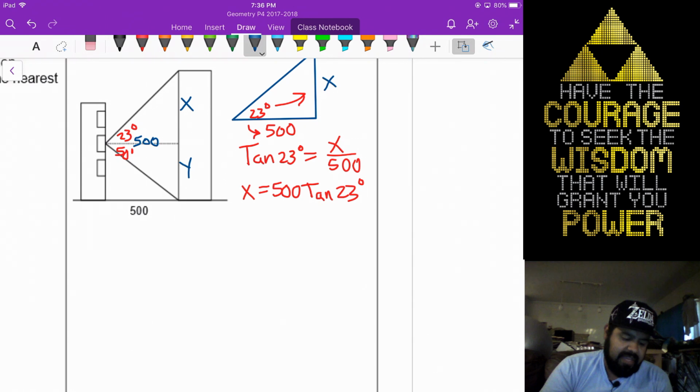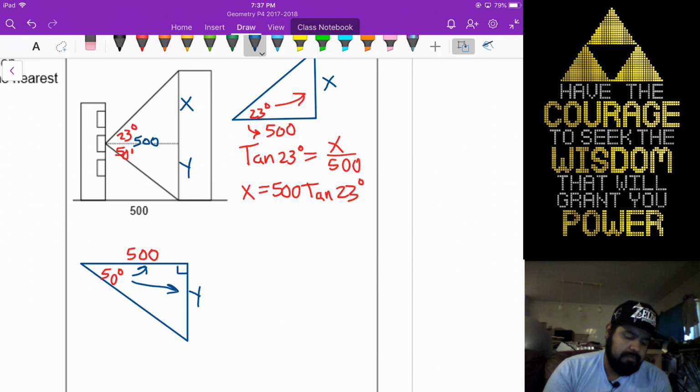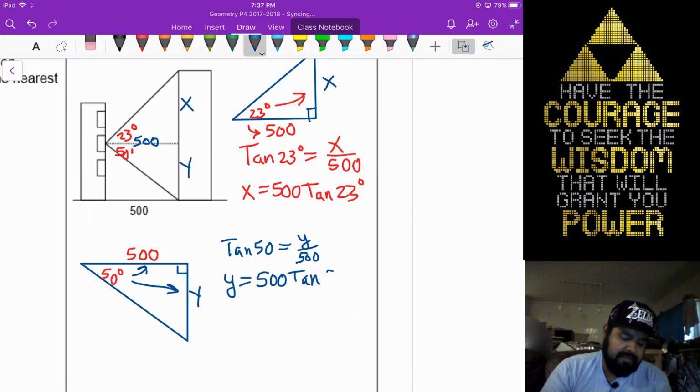So tangent of 23 is going to equal x over 500. So x is going to equal 500 tan 23. Now, while I'm setting up the next part of the triangle, I want someone over there to go ahead and do that on their calculator. The other triangle we're going to look at is right here. So that's 50 degrees. This is our 500, and this is our y. So on this one, same idea, we're doing opposite and adjacent. So that's tangent of 50 equals y over 500. So y is going to equal 500 tangent of 50 degrees.